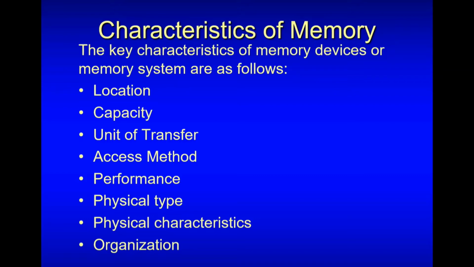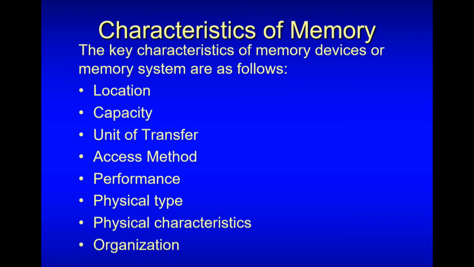Location is a very important characteristic of memory, because on that we decide the primary memory and the secondary memory. Mostly when we say location, it specifies where the memory is present, whether inside the CPU or outside the CPU. Mostly RAM and ROM are inbuilt within the central processing unit, whereas the secondary memories, that is magnetic tapes, floppy disk, and hard disk, are all external memory. That is what we mean by location.